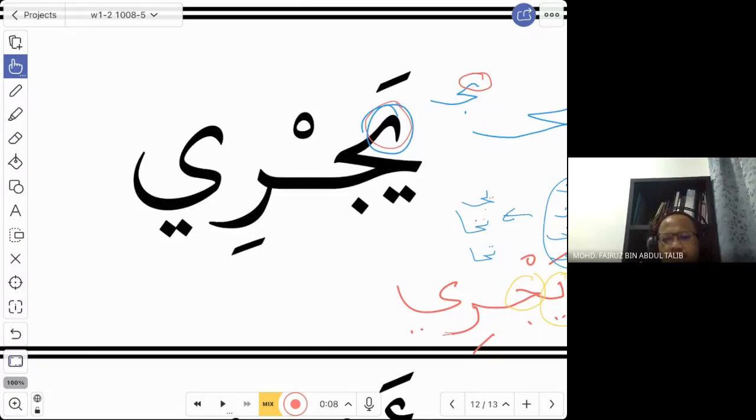In the Quran, we have a word similar to this. I believe you read this a lot. Jannatin tajri min tahtihal. Can somebody complete the verse? Anhar. Yes, correct. We always hear this. Jannatun tajri min tahtihal anhar.